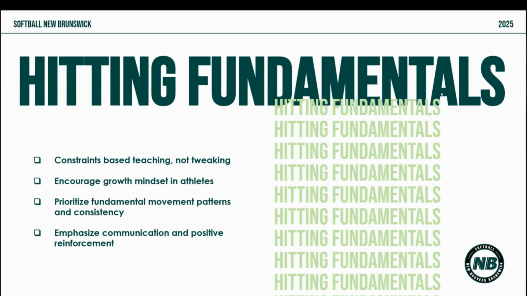So just to touch on hitting fundamentals, the constraint-based teaching is putting players in situations where their body isn't necessarily used to it. So putting them in a position that they're not accustomed to, and then from there getting them to feel or find new ways to solve the problem. So we're not as much tweaking every detail of their swing and where they should start their hands, where they should move through the zone. We're just kind of letting them explore different movements. That kind of comes in with prioritizing movement patterns and consistency of those movement patterns over finding the perfect swing.